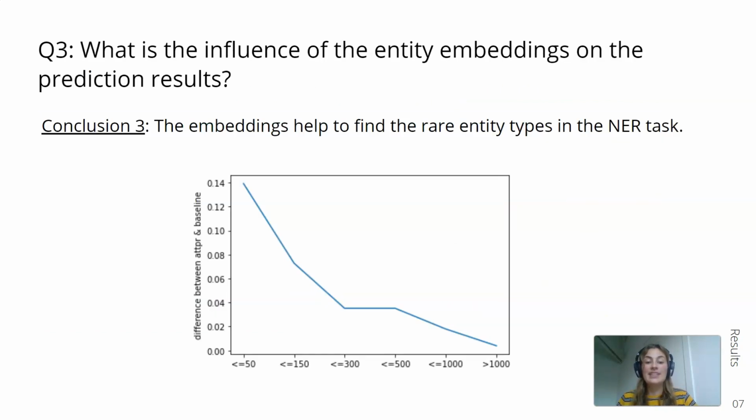A last important insight is the positive influence of the entity embeddings on the prediction of the rare entity types in the NER task. This effect is clearly shown on this graph, where the x-axis represents the amount of times an entity type is seen in the training data, and the y-axis shows the improvement of the base in comparison to the baseline, where there's a performance increase of almost 14% in the bin containing entity types seen less than 50 times in the train set.